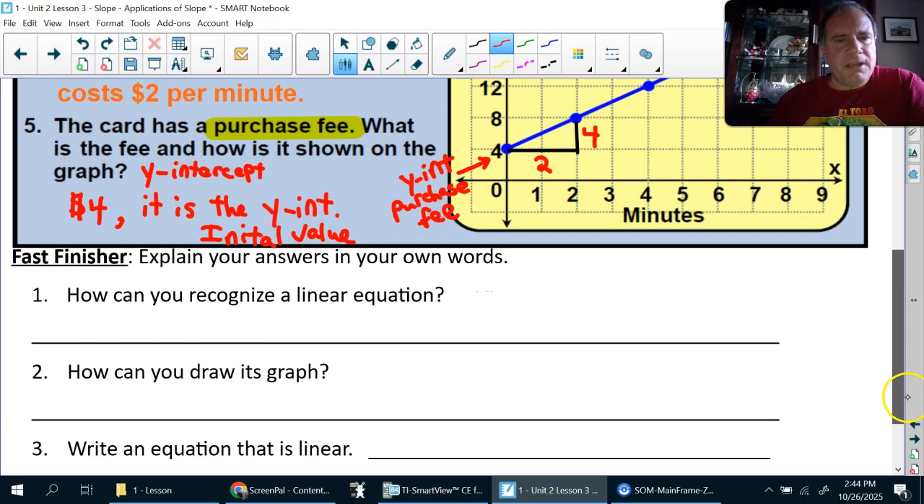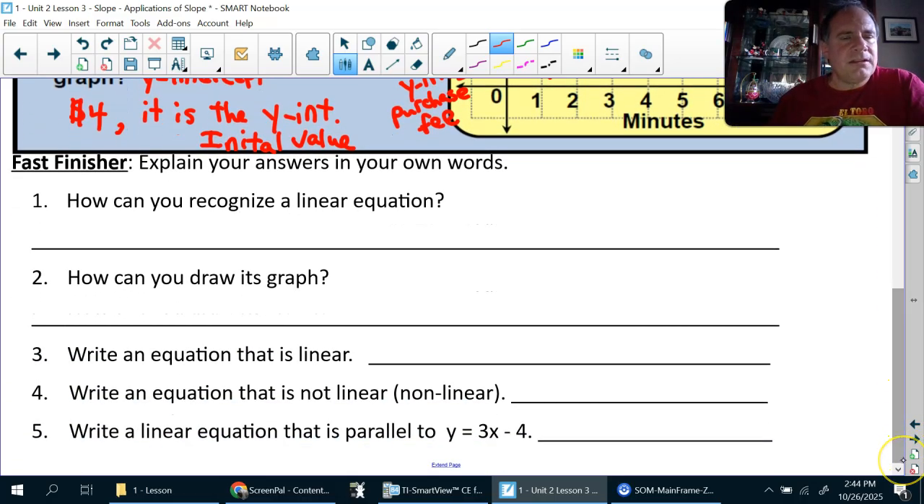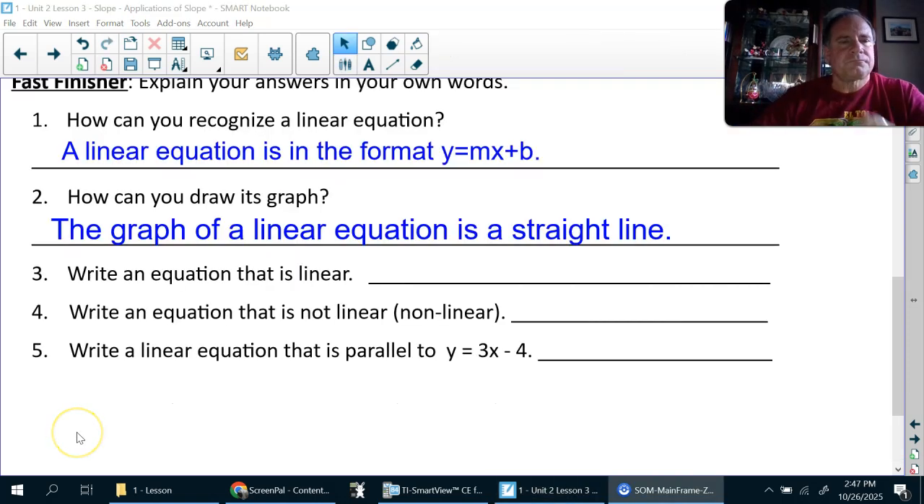All right, explain your answers in your own words. How do you recognize a linear equation? Well, you recognize a linear equation in that it is in the format of y equals mx plus b. And so how can you draw its graph? Just remember, recognizing a linear equation is just y equals mx plus b. It has to be in that format. If it's not in that format, it is not linear.